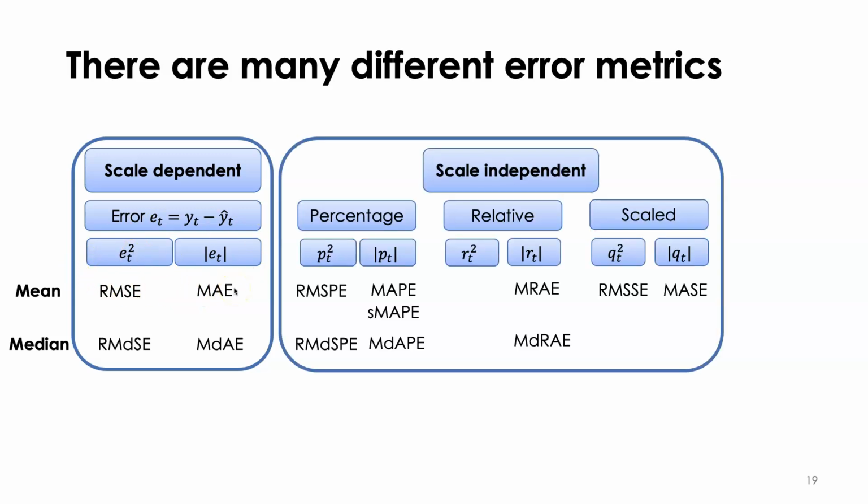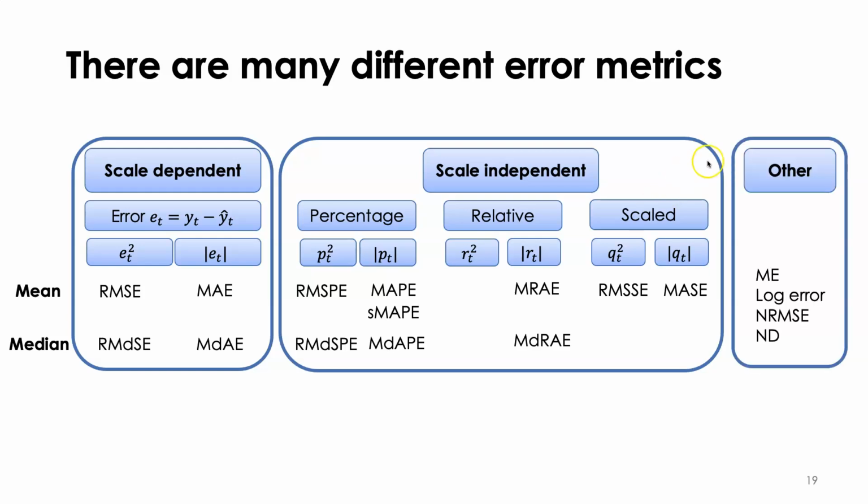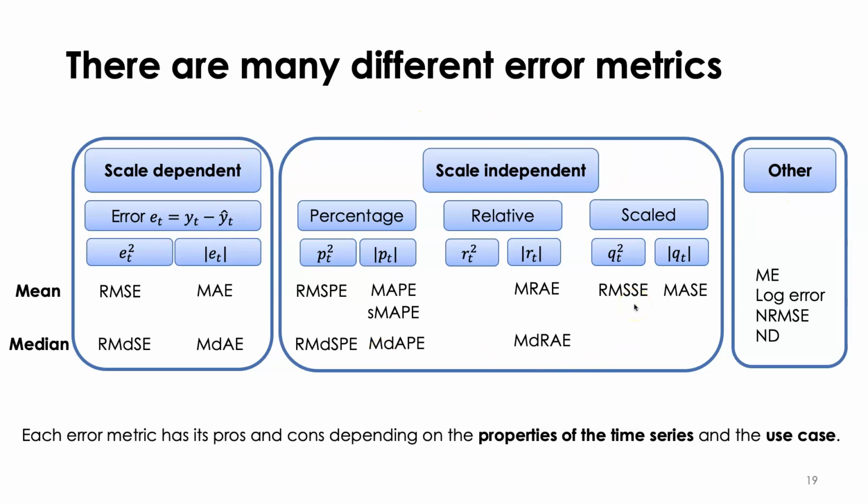We will discover that there are scale-independent errors where we rescale this error to give us either a percentage error or a relative error if we were to rescale by the error from a naive model. And we also have what are called scaled errors, and this is where we rescale by the error in the training set rather than in the test set. And there are other error metrics which don't neatly fall into either of these categories. And we will find that each error metric has its own pros and cons depending on the properties of the time series and the use case.